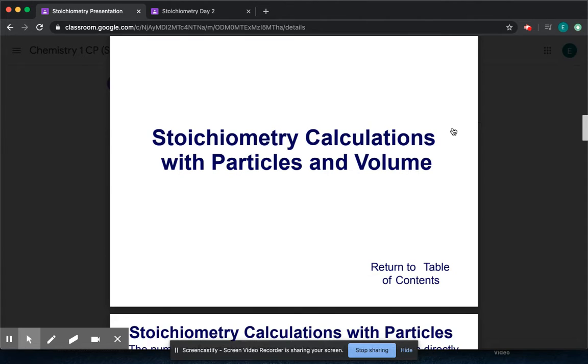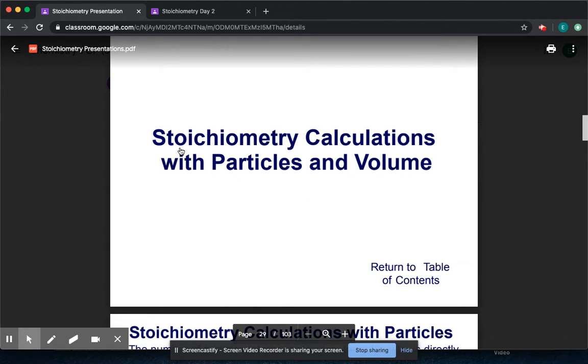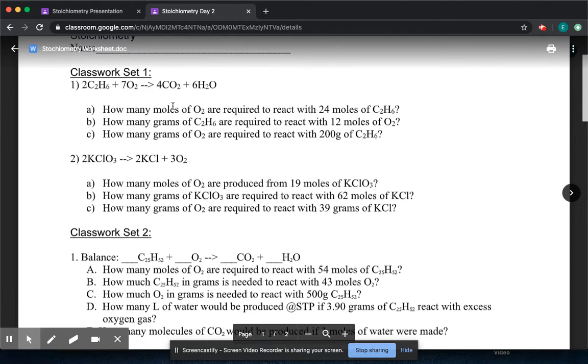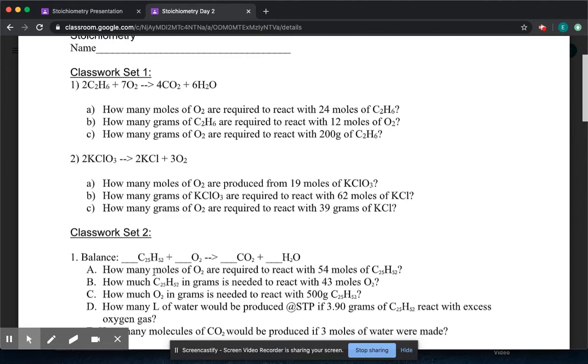Hello, everyone. Today we're going to be continuing with stoichiometry. Today we're going to be focusing on the volume aspect of it. I know this unit section says calculations with both particles and volume, but what I'm doing is following the order of the class sets, okay?